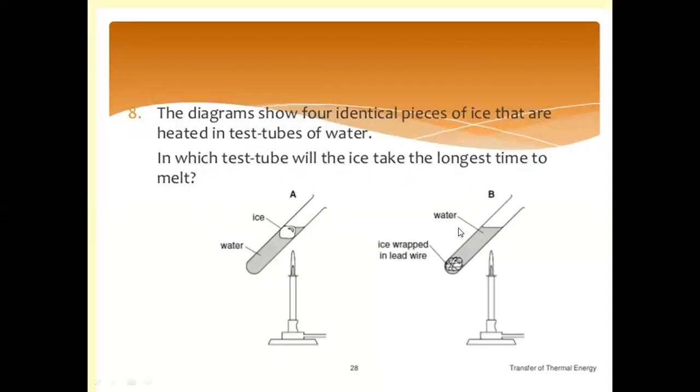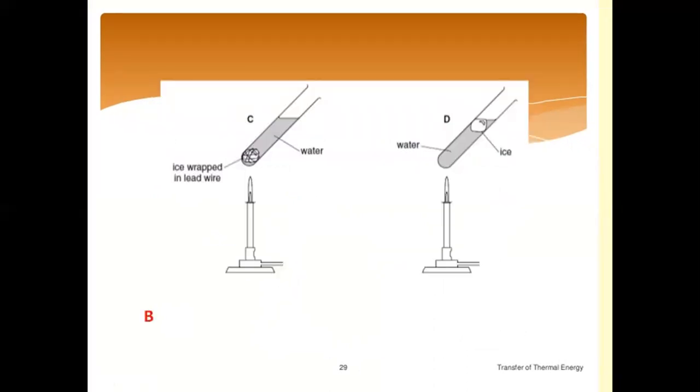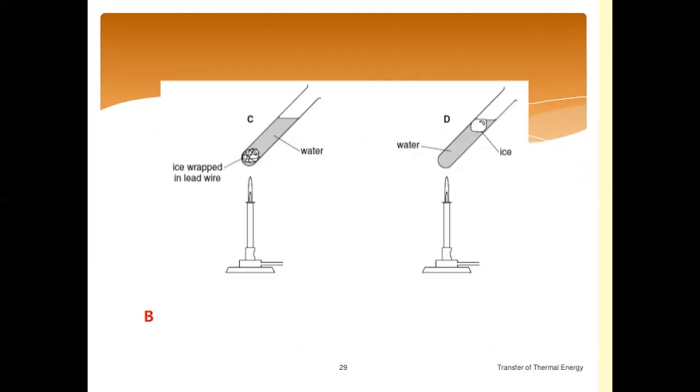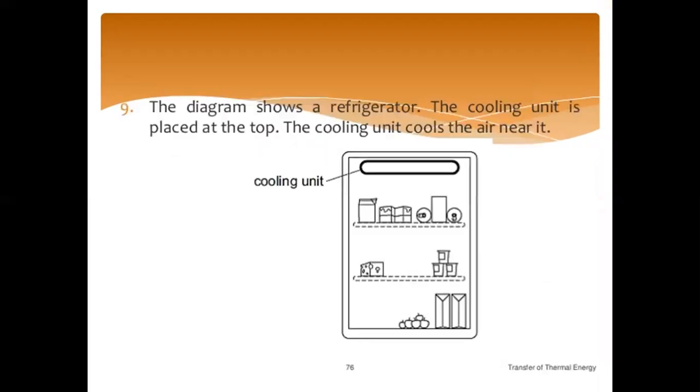So the answer, the one that will take longer time is B, since the heat source is far away from the wrapped ice. See the next one? This is the difference between C and B. In C, the heat source is exactly under the wrapped ice, and in B, it is far away. So the longest time to melt, the answer will be choice B.